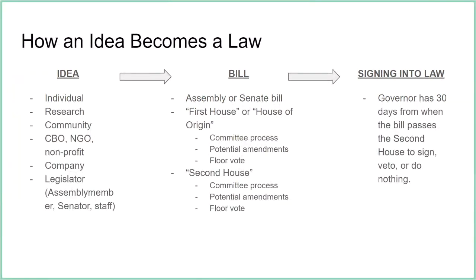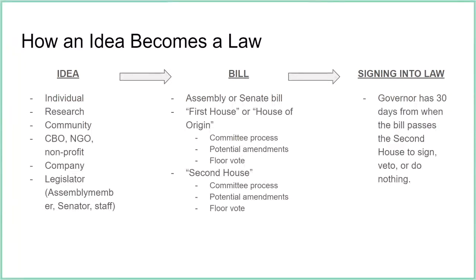So anyone can create an idea, but for an idea to turn into a bill, a legislator has to take on that idea. And so either an assembly member or a senator can take on the bill idea and then run a bill. The assembly member or the senator, who I'll refer to as the legislator, because that's either assembly or senator, will introduce a bill. It'll have a bill number. So you've seen bill numbers like AB4 or SB29.